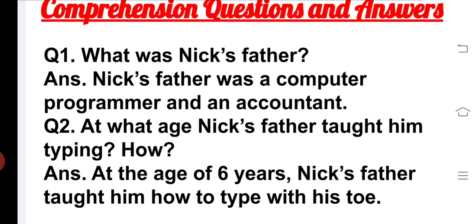First question: what was Nick's father? Answer: Nick's father was a computer programmer and an accountant. Question number 2: at what age did Nick's father teach him typing, and how? At the age of 6 years, Nick's father taught him how to type with his toe.